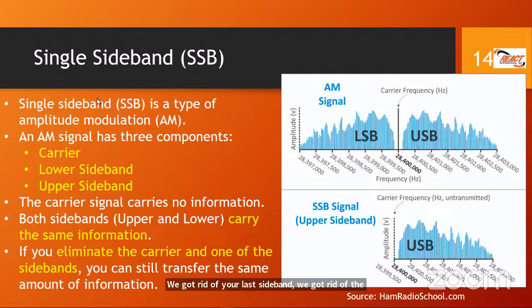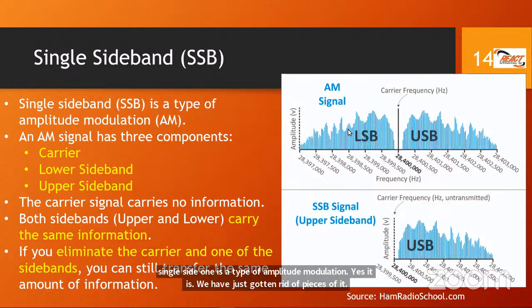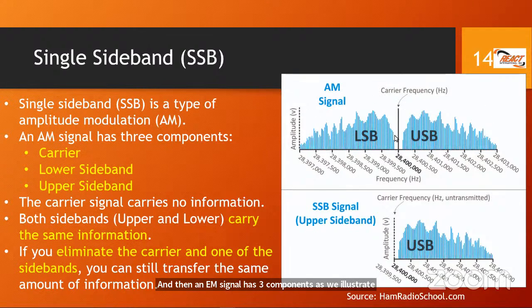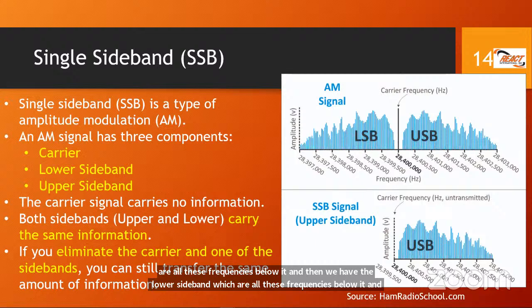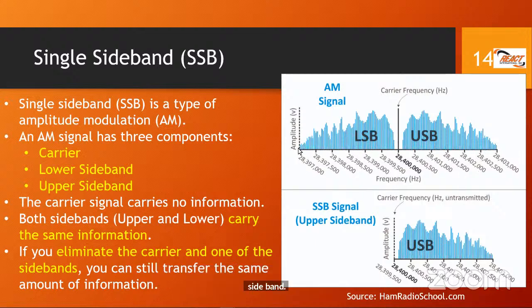So single sideband is a type of amplitude modulation. Yes, it is. We have just gotten rid of pieces of it. An AM signal has three components, as we illustrate up here. It has the carrier, which is the center frequency. Then we have the lower sideband, which are all the frequencies below it, and all the frequencies above it are called the upper sideband. So three sections to an AM signal. And of course, this has a bandwidth. It's finite. It's not supposed to occupy any amount. It's specific to what is allowed for the particular mode or modulation.